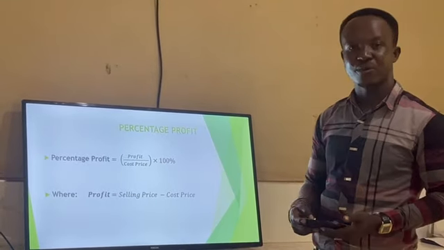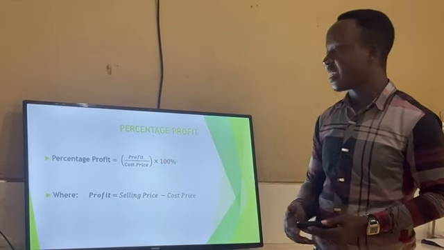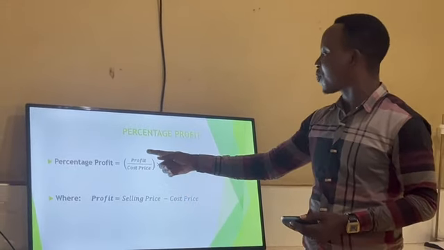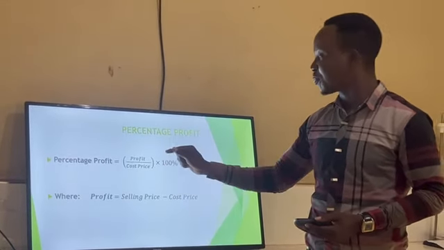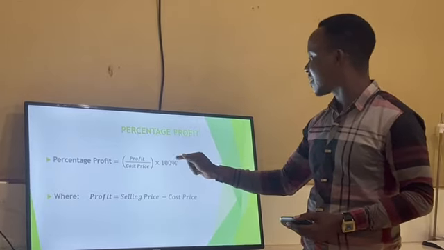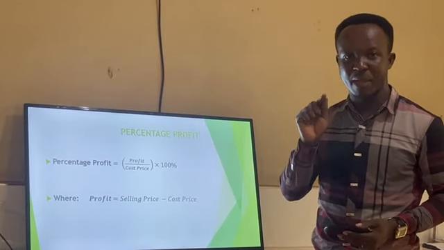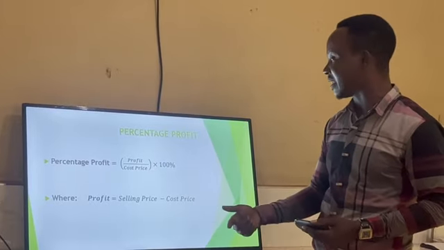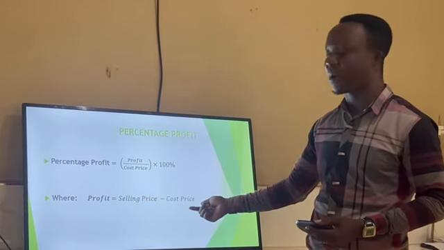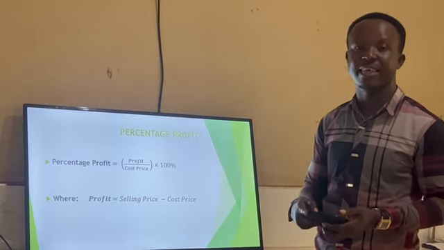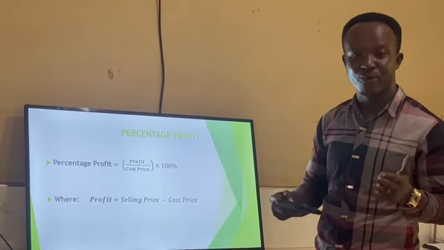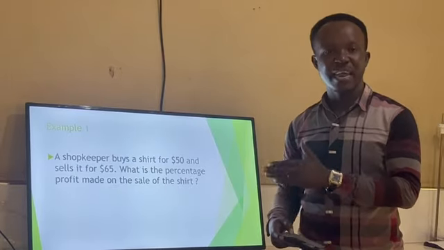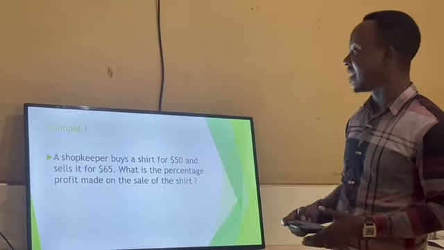Very good. Now, how do we express profit in percentages? Yes, good. So, mathematically, we have percentage profit is equal to profit over cost price times 100%. And remember, before you are able to find the profit, as we have already explained, you need to subtract the cost price from the selling price. I hope you have understood. Very good. Let's move on.